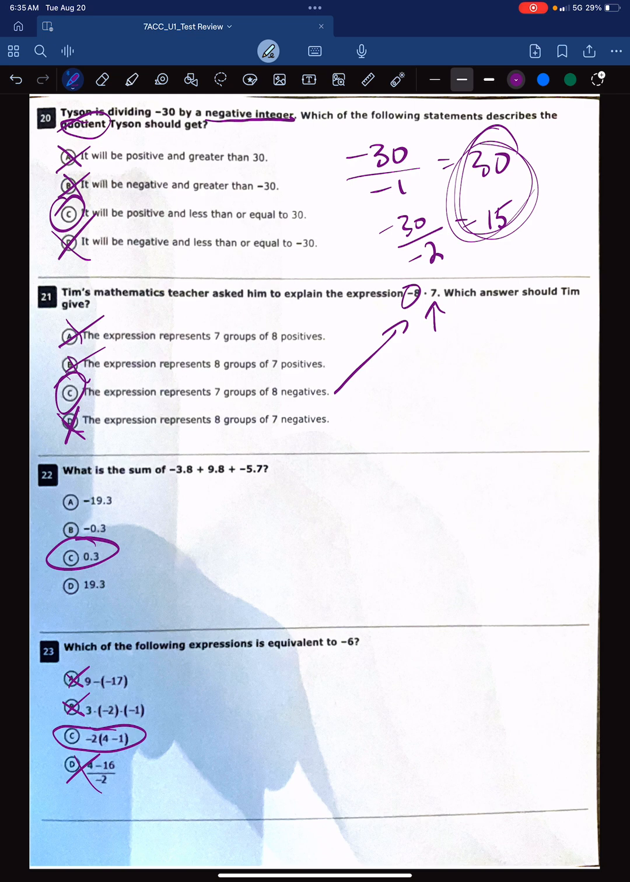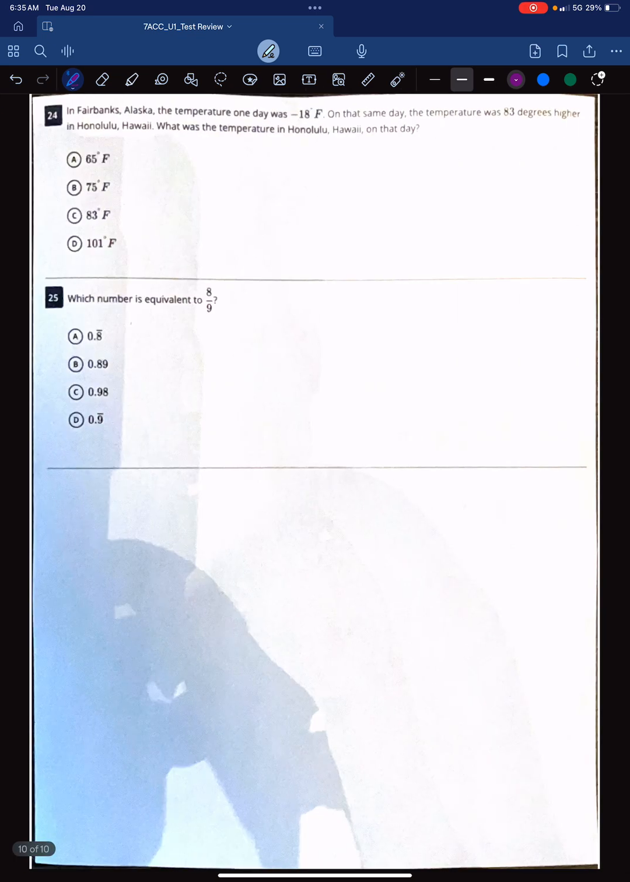And again, just pop that in the calculator. Call it a day. 24 in Fairbanks, Alaska, the temperature one day was negative 18 degrees Fahrenheit. On that same day, the temperature was 83 degrees higher in Honolulu. Okay, so we were 83 degrees higher than the negative 18. So I'm going to add those numbers together to find out what the temperature in Honolulu was. Okay, so very easy calculation. Negative 18 plus 83 is going to give us 65 degrees. So that was the temperature in Honolulu.